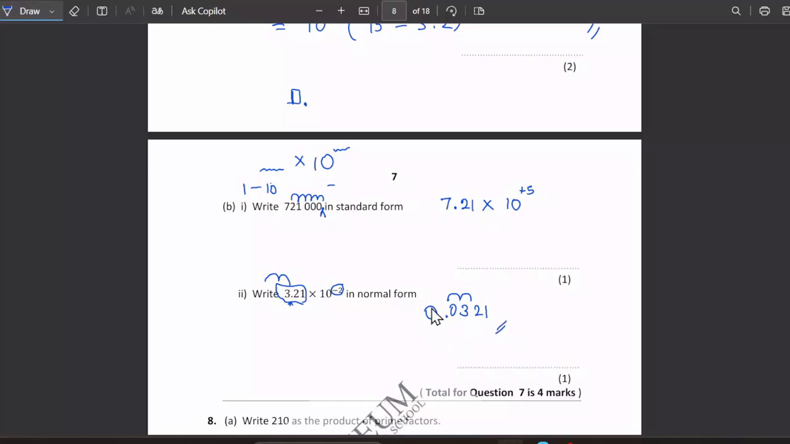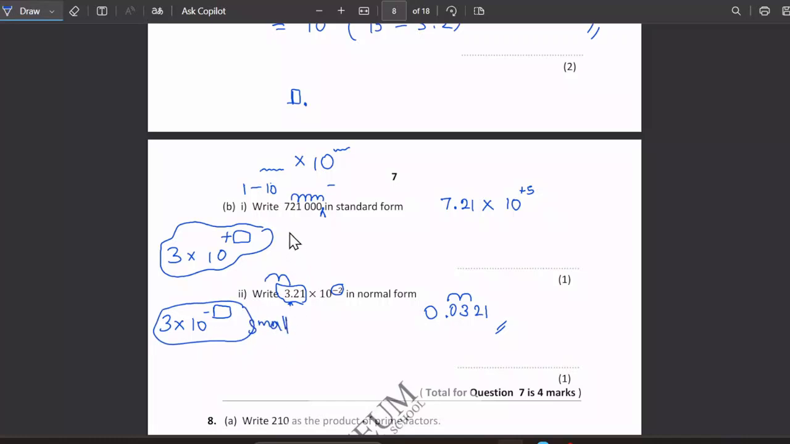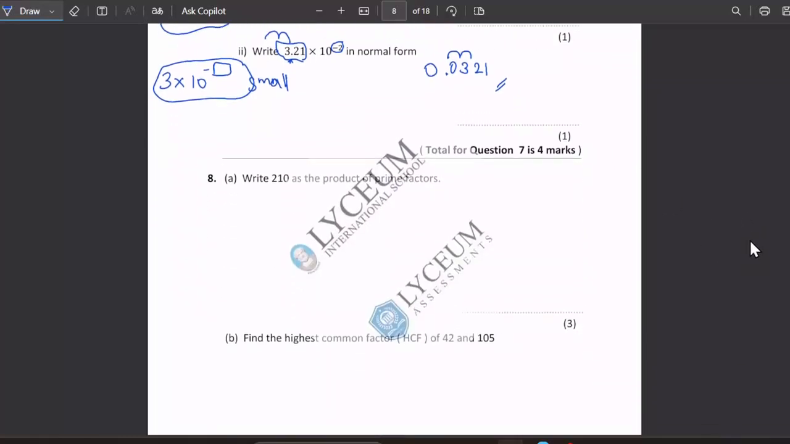Okay. So always remember, if the power is positive, this number is a large number. If the power is negative, this number is a small number. That thing you have to remember. Okay.